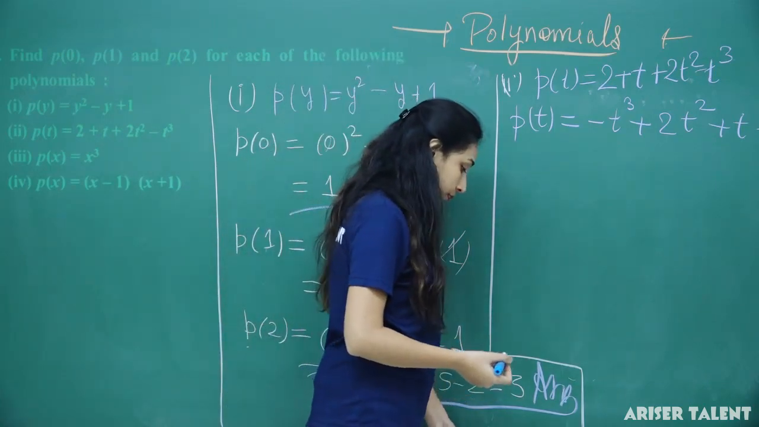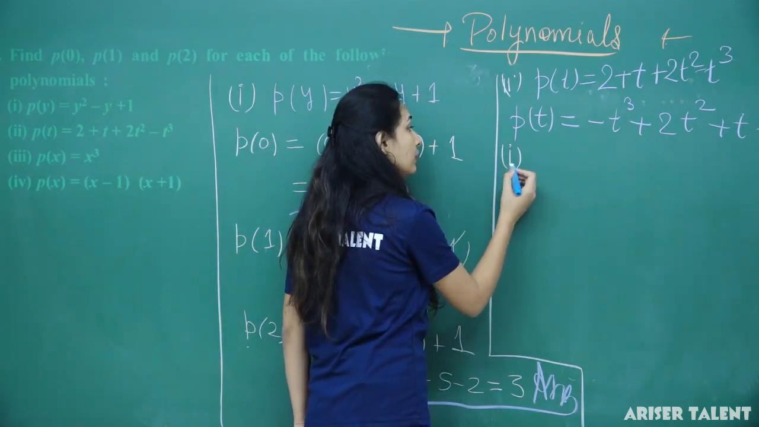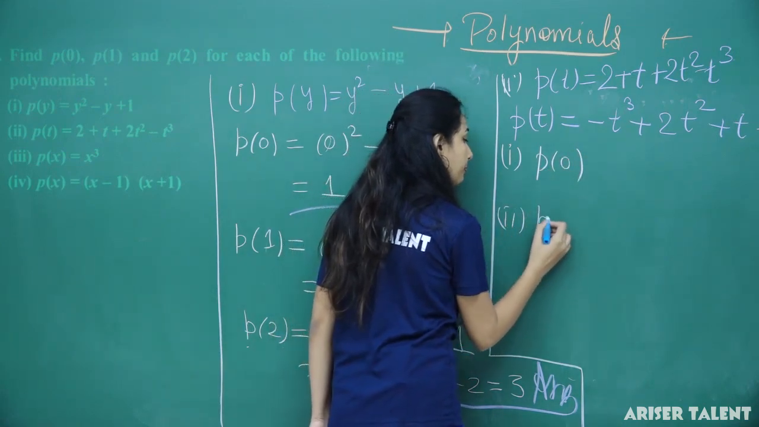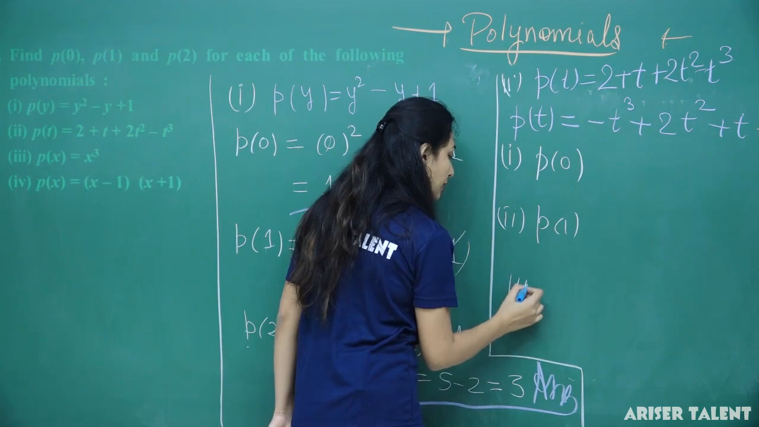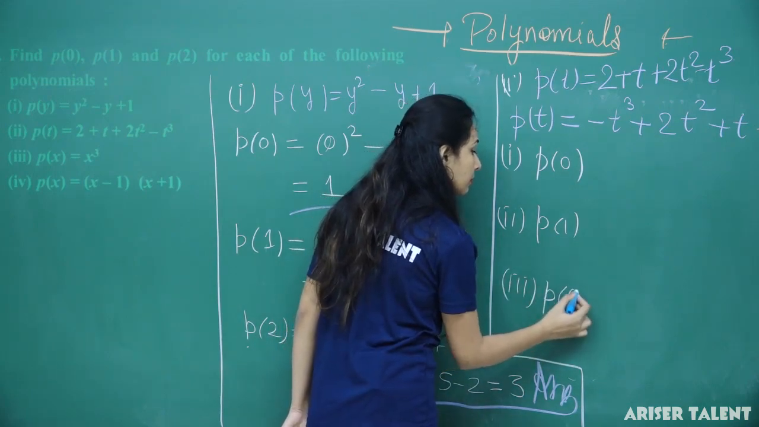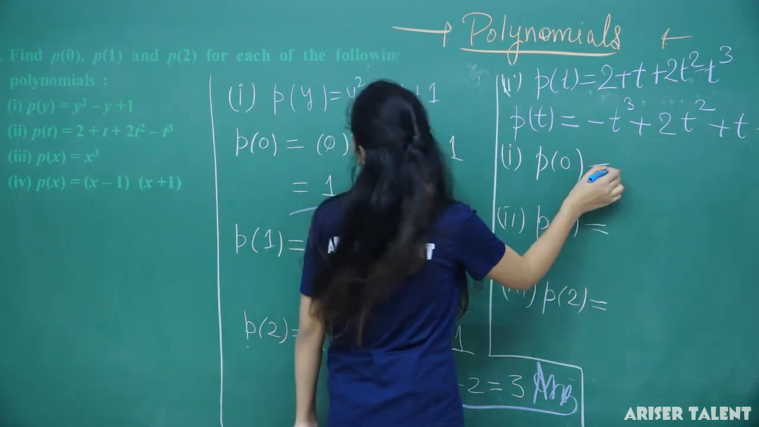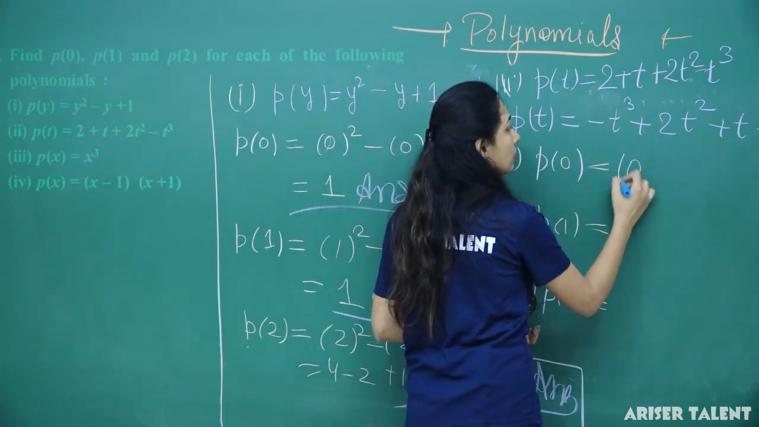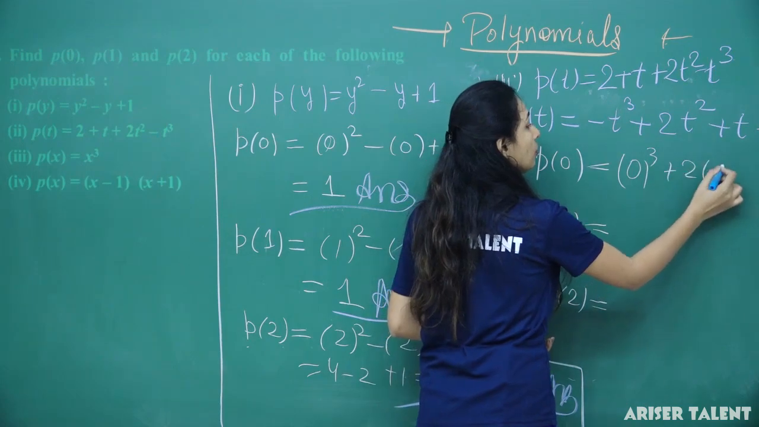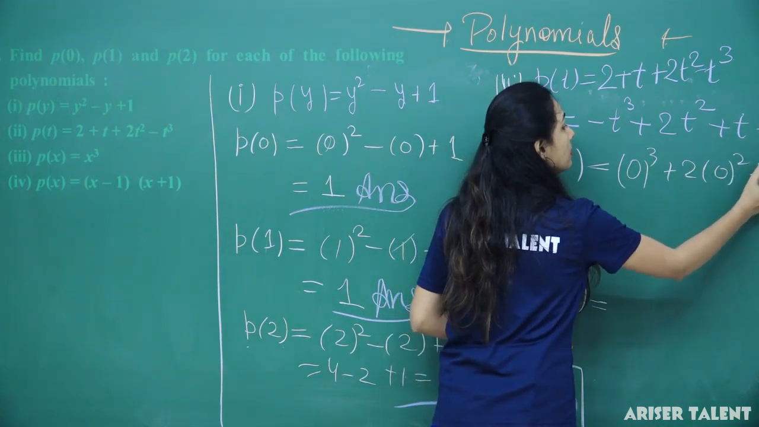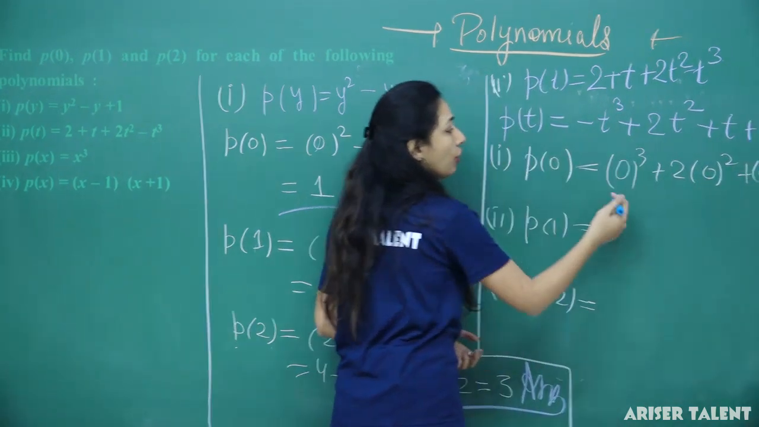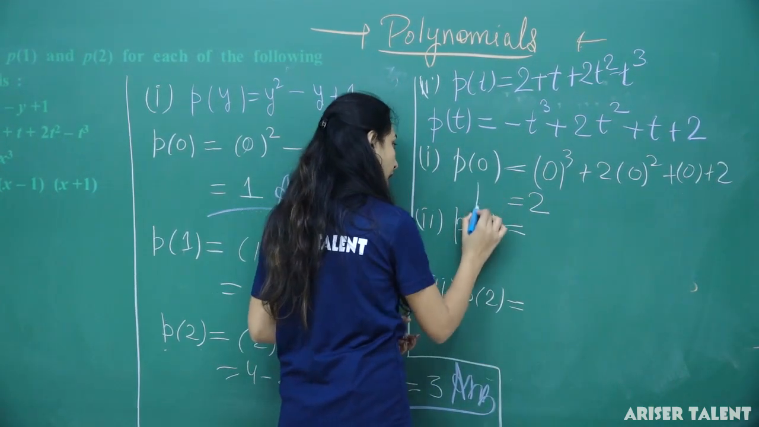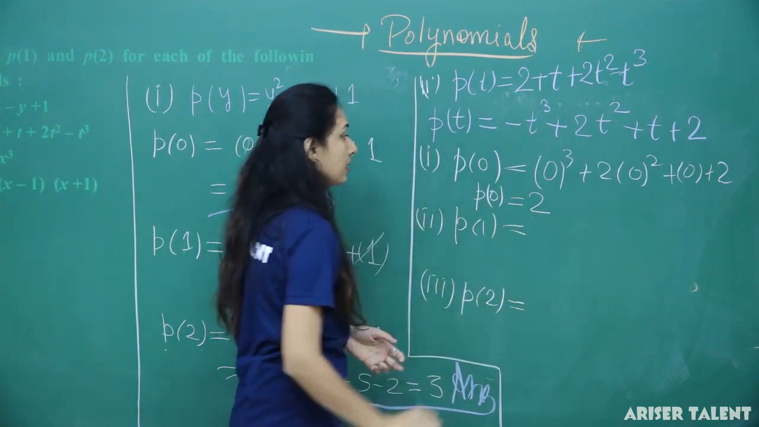Okay, now you have to find the values at P0, P1 and P2. Is this the case? Okay, this is the case. Now put the values: 0 cube plus 2, 0 square plus 0 plus 2. What will we get? 0, 0, 0 and 2. So 2 will be the answer here in the first case.